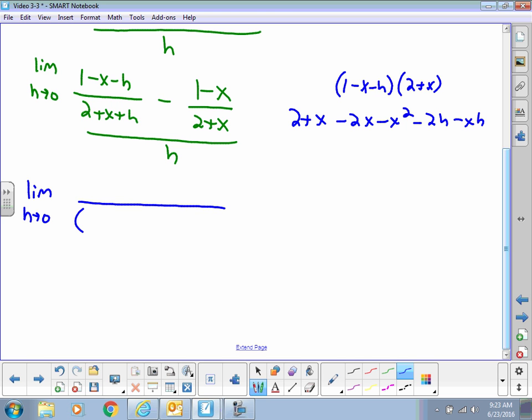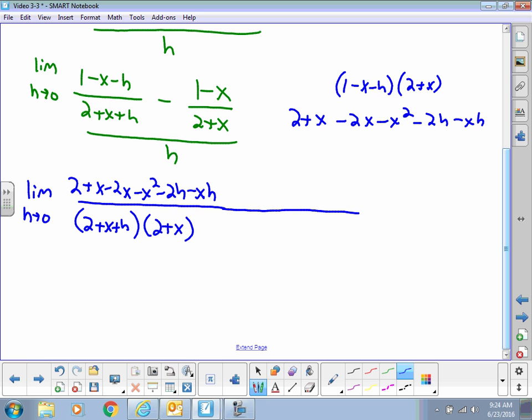And I'm just going to go ahead and write the common denominator, 2 plus x plus h times 2 plus x. We just multiplied out our new numerator here, so we'll have 2 plus x minus 2x minus x squared minus 2h minus xh. We're going to have minus, and then we'll have whatever our new numerator is for that part.